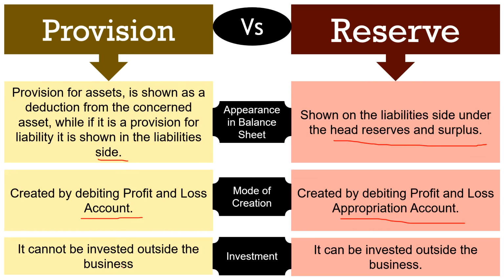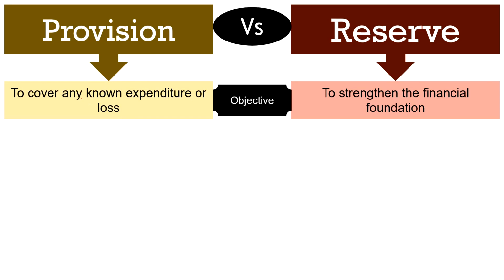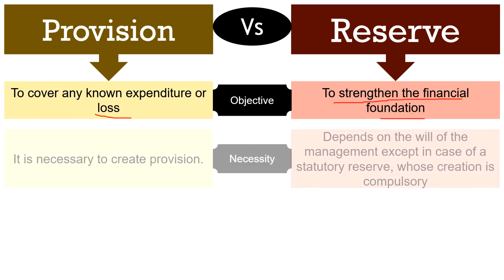Next, investment. Provision cannot be invested outside the business, but we can invest reserves outside the business. This means that in case of provision, we have to use the money for the purpose for which it is created. Next, the primary objective of provision is to cover any known expenditure or loss, whereas we create reserves to strengthen the financial foundation of the business.